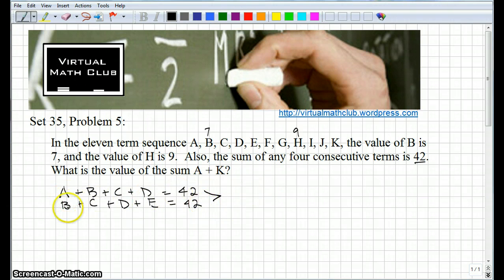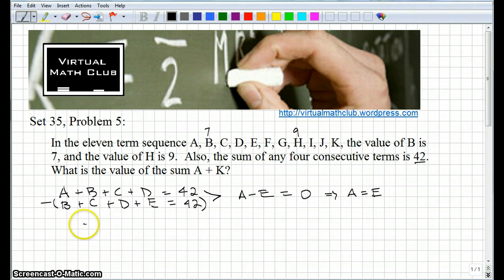So let's do that. I'll just negate this whole thing right here. Negate everything in here, then B minus B is 0, C minus C is 0, D minus D is 0. So we end up with A minus E is equal to 42 minus 42, which is 0. So that's saying that A is equal to E. So that tells us something. We don't know what E is yet, but let's keep going.